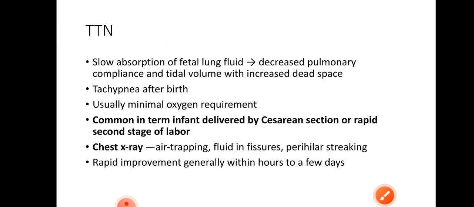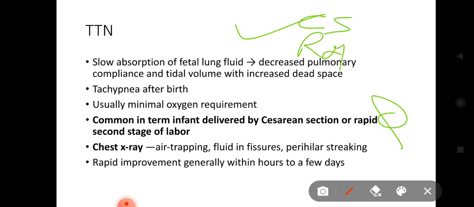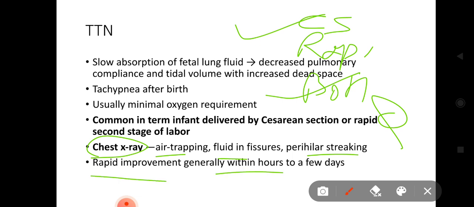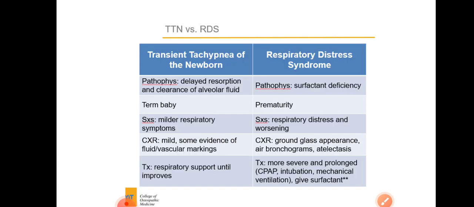So be aware, an MCQ can be like this: TTN is commonly seen in, first option cesarean section, and you just tick the answer, but a second option can be rapid second stage of labor, and a third option can be both of the above. So the answer will be both of the above. On chest X-ray: air trapping, fluid in fissures, perihilar streaking. Rapid improvement generally within hours to a few days, mostly around 72 hours.